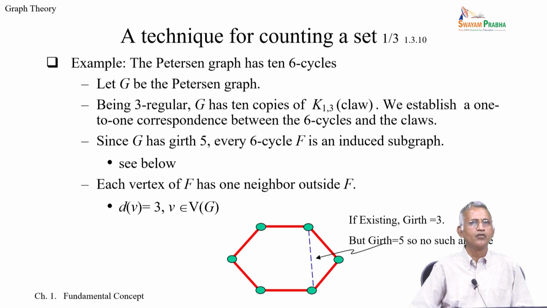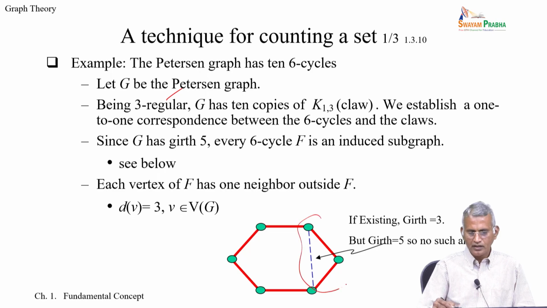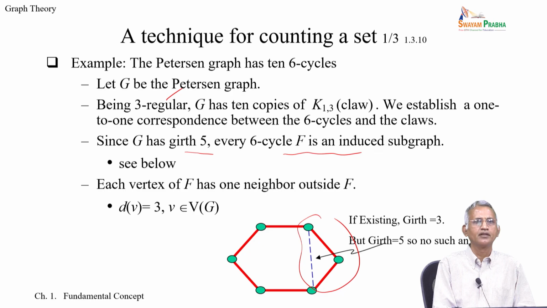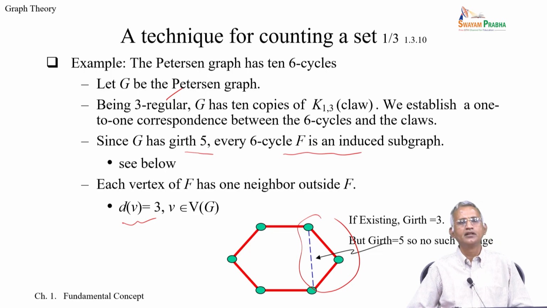So, this is the technique for counting sets. Take the Petersen graph, which has 6-cycles. Let G be the Petersen graph, being 3-regular. G has 10 copies of K_{1,3}, called a claw. We establish a one-to-one correspondence between the 6-cycles and the claws. Since G has girth 5, every cycle F is an induced subgraph. Therefore, the degree of vertex v is 3 in G, but girth 5 has no such extra edge.